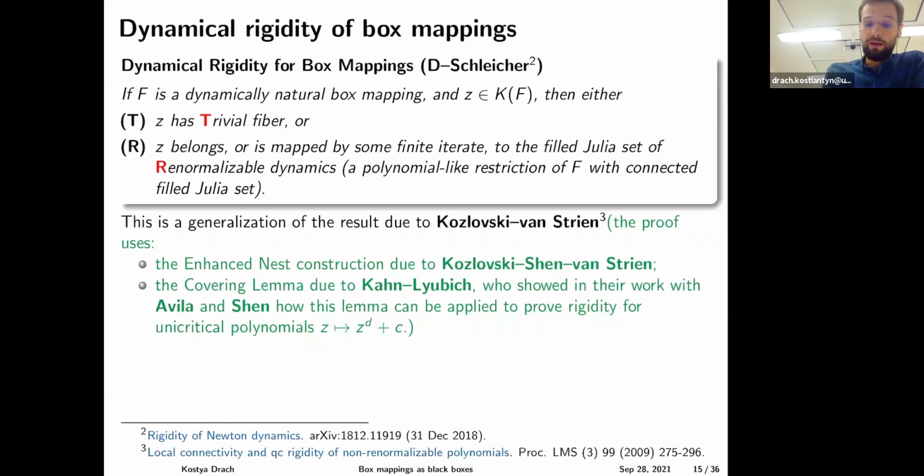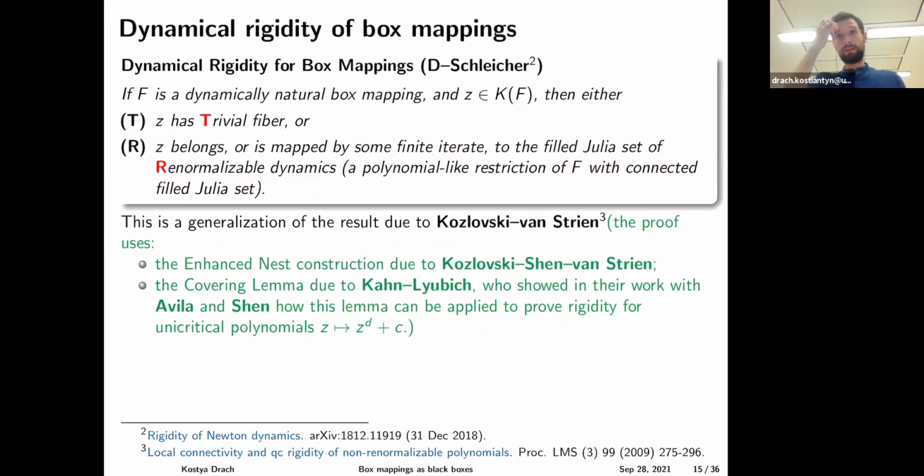It says that if F is a dynamically natural box mapping and I pick any point in the non-escaping set, then either Z has trivial fiber, which means that I can distinguish combinatorially with respect to a partial partition of the box mapping the orbit of Z, or we are in a renormalizable case and Z belongs to, or is mapped by some finite iterate to, the filled Julia set of some renormalizable dynamics.